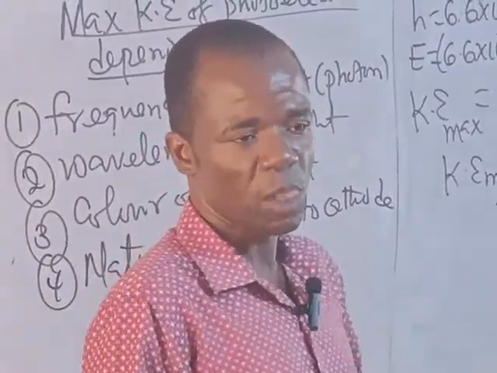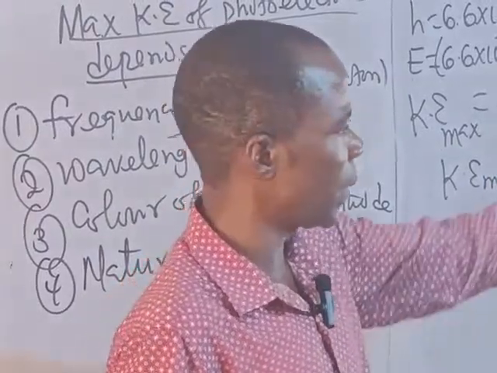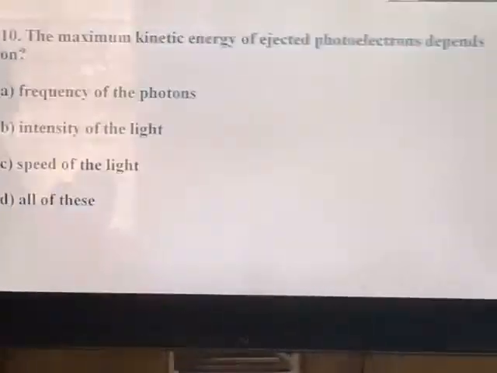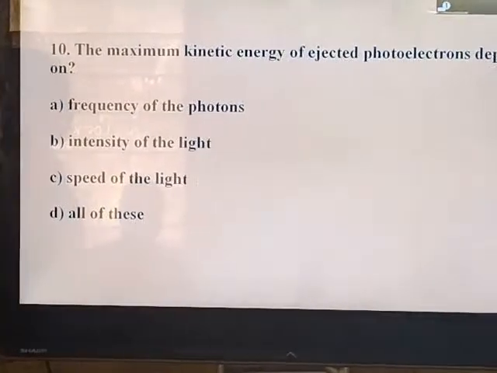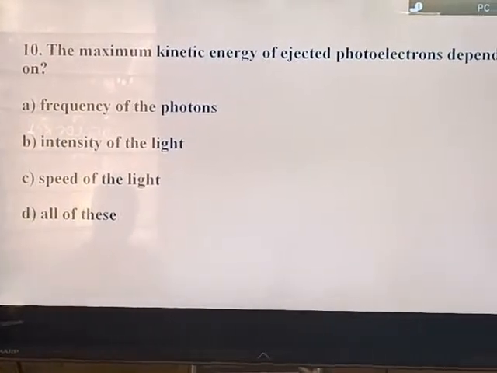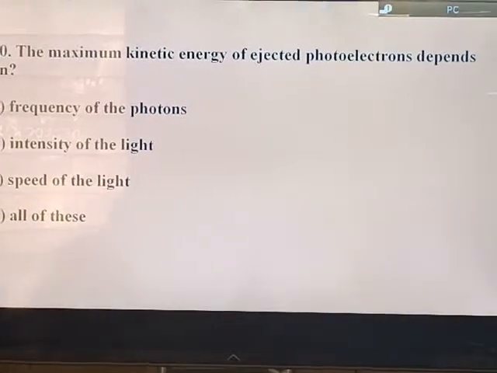So let's take note of that. For the maximum kinetic energy, it depends on frequency of the photons or light. Then the number of ejected photoelectrons will depend on what? On the intensity of the light. So that's option A. Let's go to number 11.